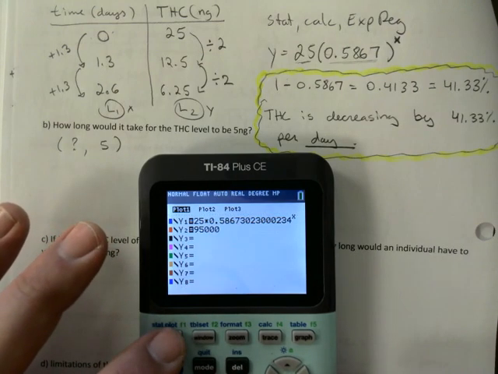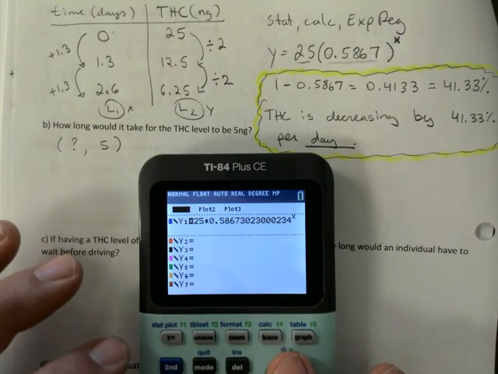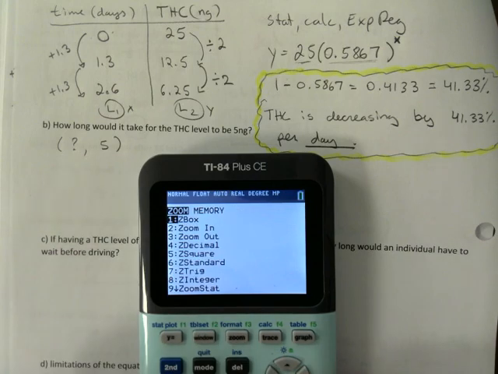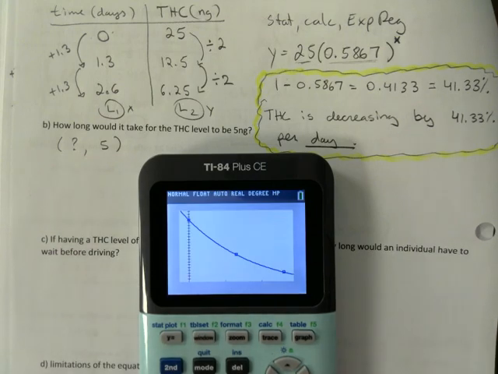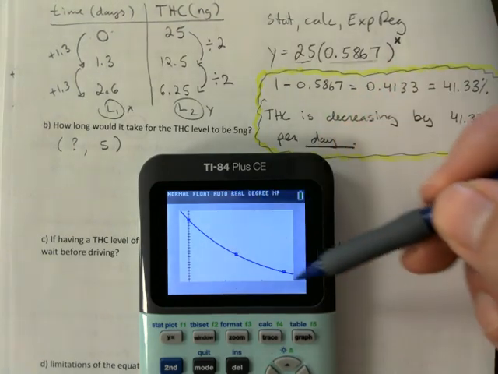I'm going to clear everything like Y2. I'm going to clear that. You can do zoom stat. Why not? There it is. We expected it to decrease.